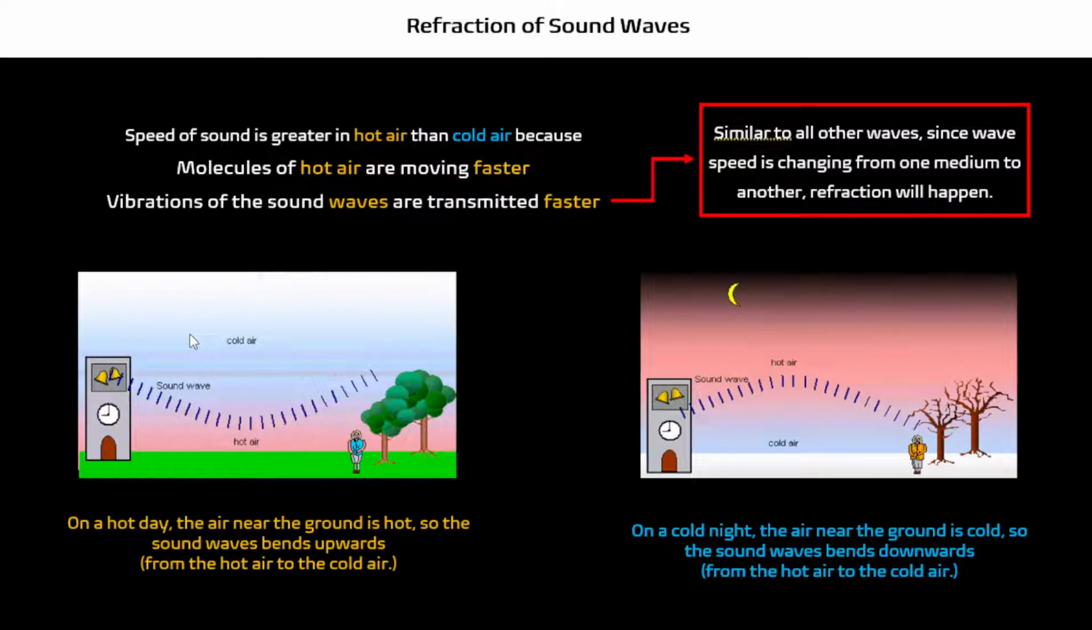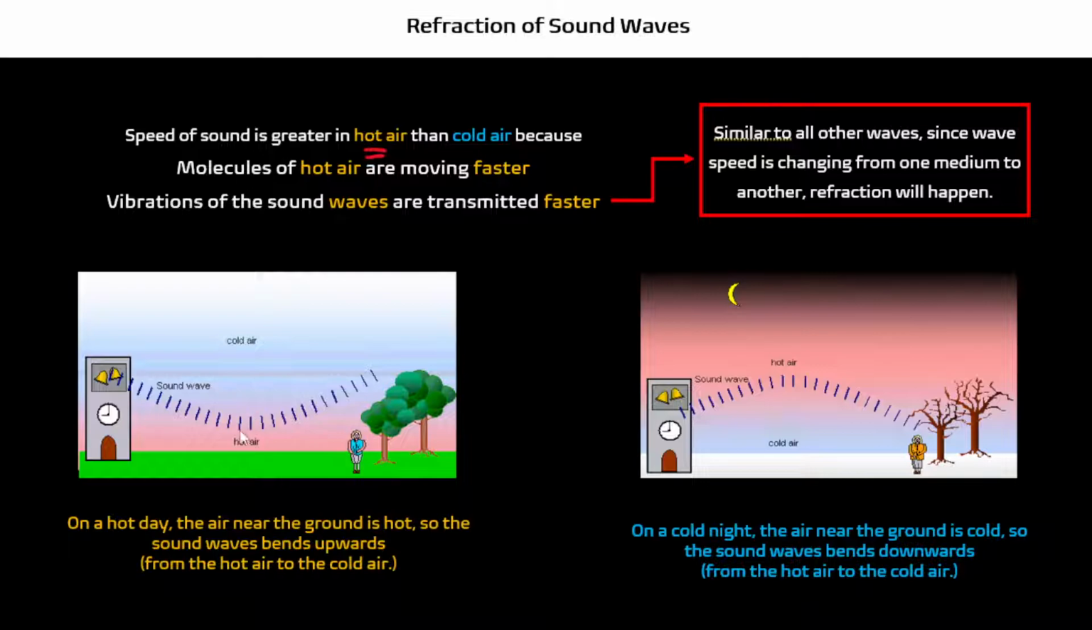Since all waves can be refracted, and sound waves are just one of the waves, sound waves can be refracted as well. Now the speed of sound is faster in hot air than cold air, because hot air has molecules which move a lot faster, meaning that the vibration of the sound waves will be transmitted much faster in the hot air. If we have a change in speed of a wave, you should remember that the direction is always going to change as well.